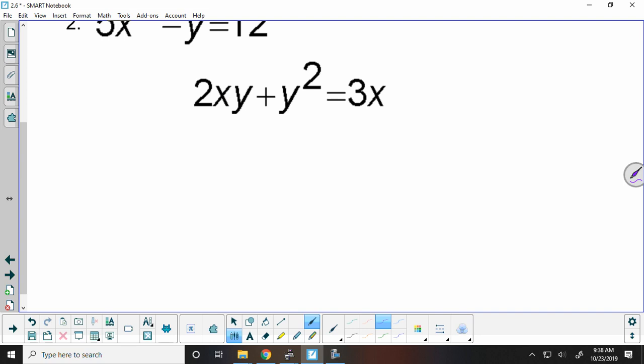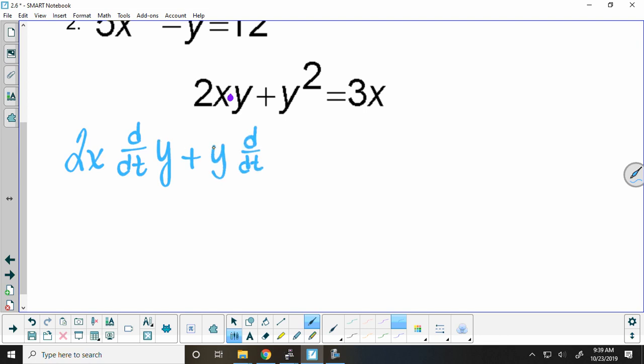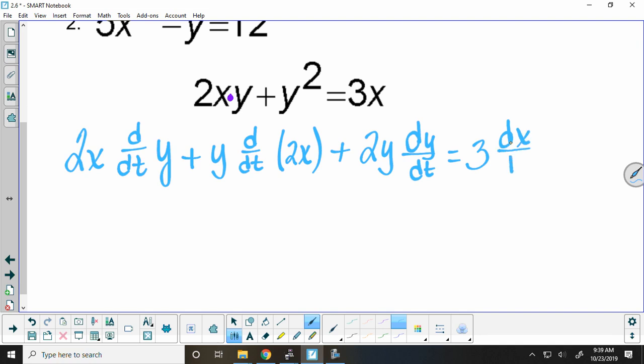Oh, Noel saw it. It is what? Product rule. So we're going to say first times the derivative with respect to time of the second plus the second times the derivative of the first with respect to time. All right, what is the derivative of y squared? 2y what? dy over dt. What's the derivative of 3x? 3 what? dx over dt.